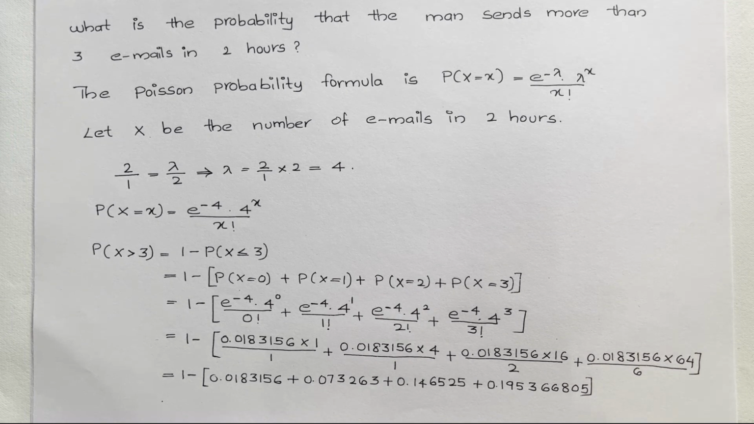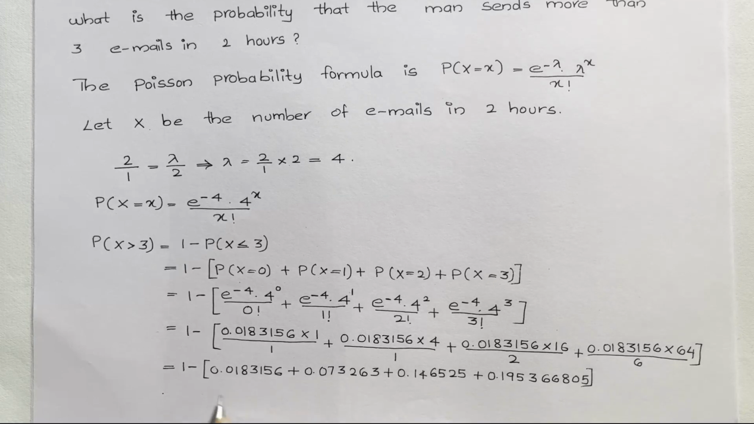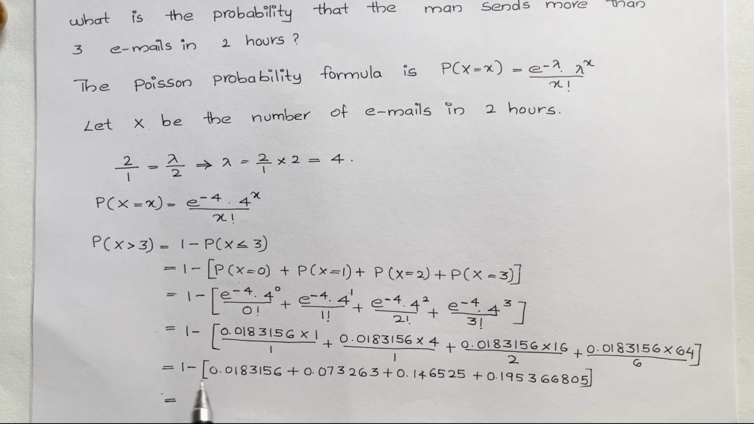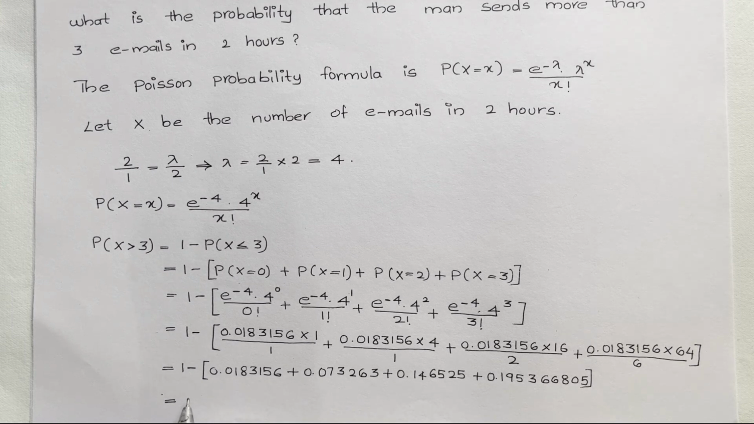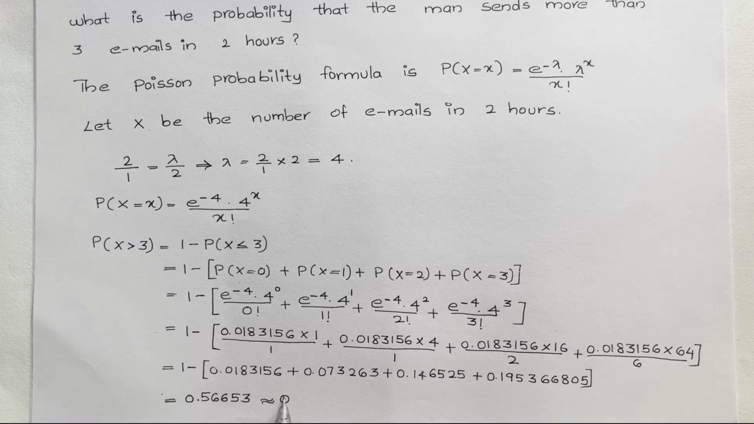Now 1 minus 0.018356 plus 0.073263 plus 0.1465625 plus 0.195366 is calculated as 0.56653. It is approximately equal to 0.5665.